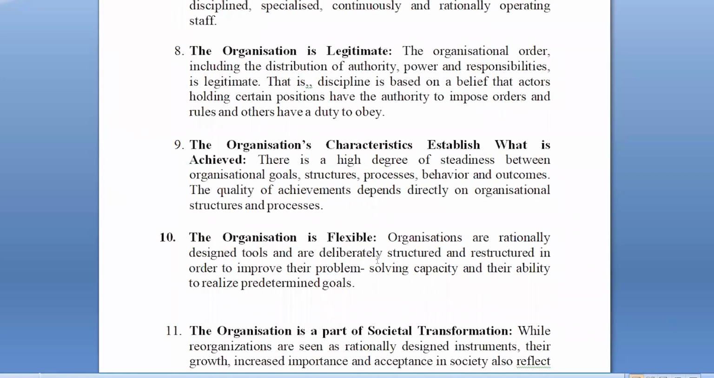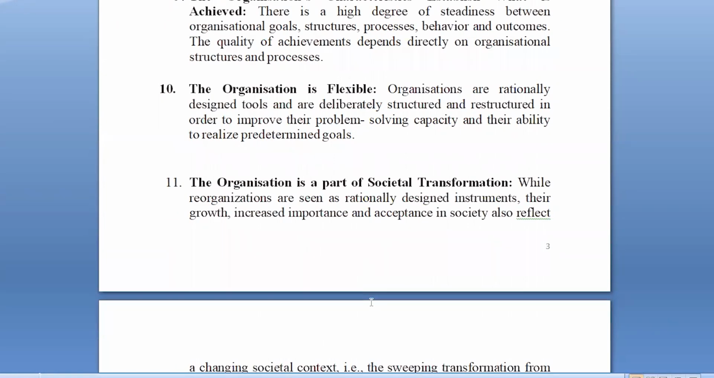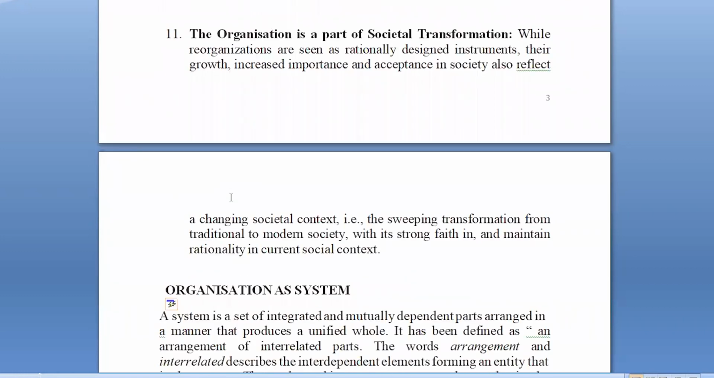Number 10, the organization is flexible. Organizations are rationally designed tools and are deliberately structured and restructured in order to improve their problem-solving capacity and their ability to realize predetermined goals. Point 11, the organization is a part of societal transformation. While organizations are seen as rationally designed instruments, their growth, increased importance, and acceptance in society also reflect a changing societal context, that is, the sweeping transformation from traditional to modern society with its strong faith in rationality in the current social context.